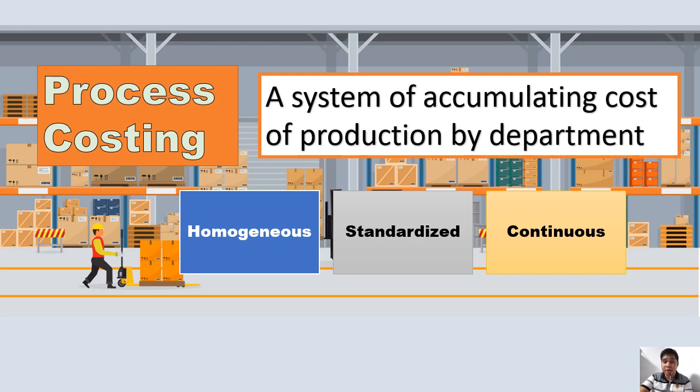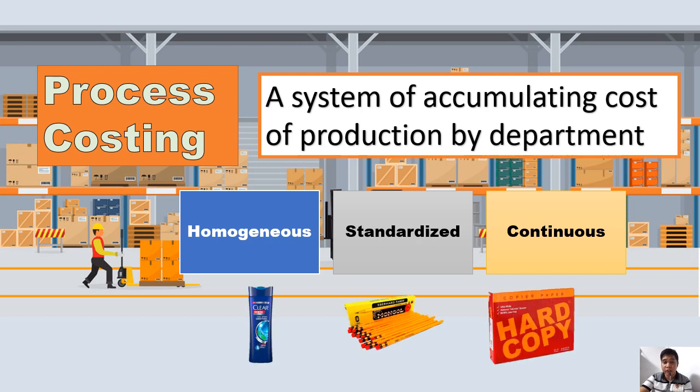So, ang example ng manufacturing firm na nag-i-employ ng process costing is, let's say for example, production of shampoo, production of pencil, or kaya naman ng bond paper. So, basta po ang product natin ay homogeneous, tapos ang production ay standardized, ibig sabihin pare-parehas po yung production from one product to another, kasi nga homogeneous yan. At the same time, continuous.